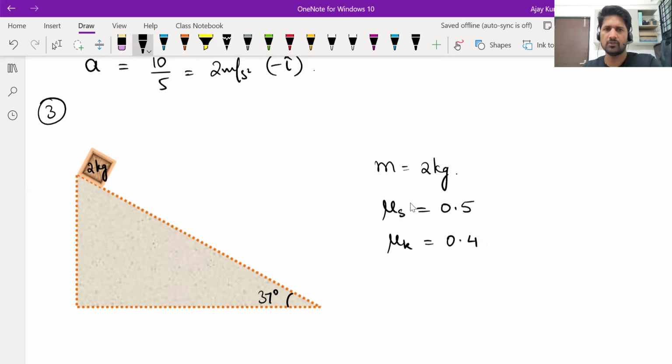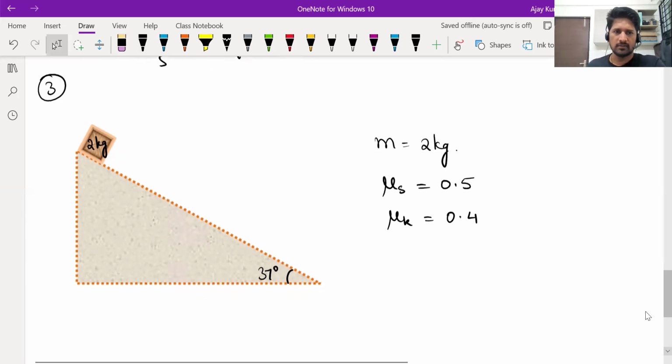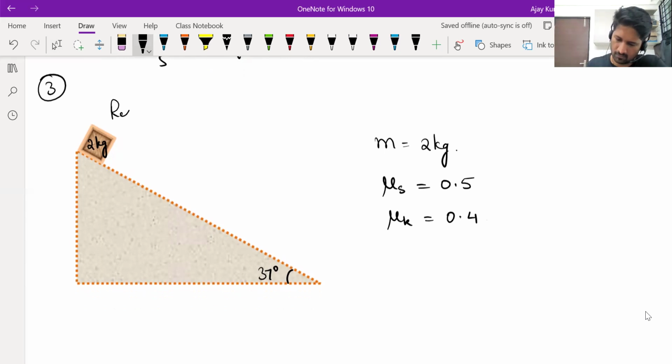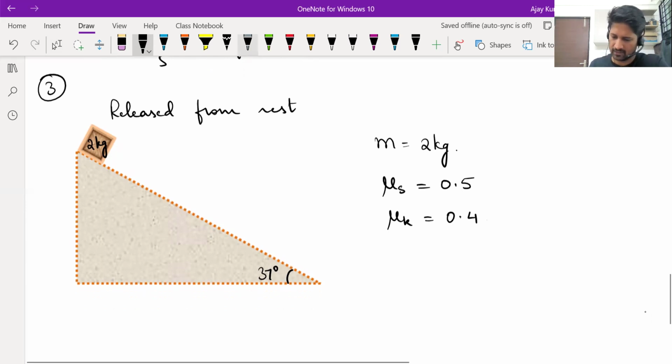We didn't talk about this, but usually the coefficient of static friction and coefficient of kinetic friction will be slightly different. And generally the kinetic friction coefficient will be smaller than the static. We'll talk about this. So yeah, this block is released from rest. And let's say the length of the inclined surface, that slant length, is 10 meters.